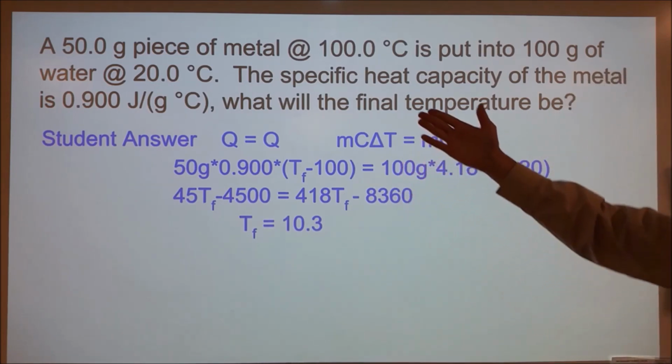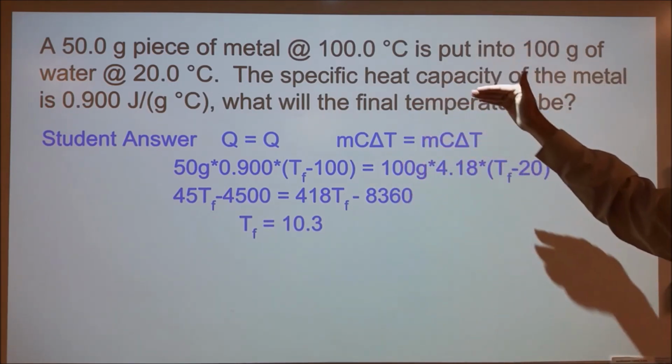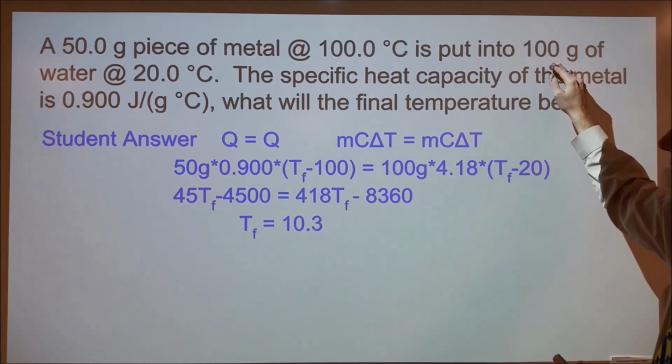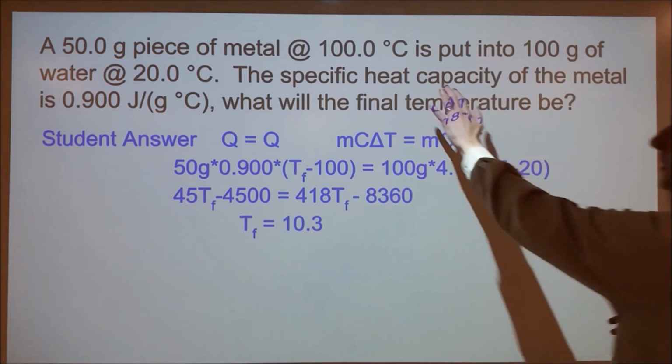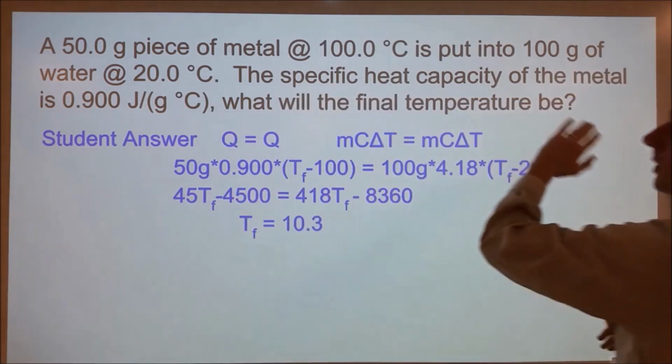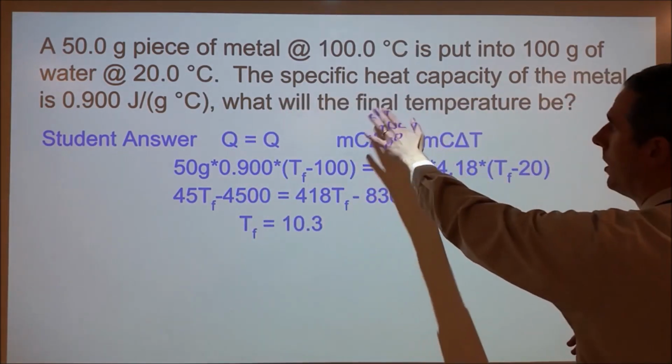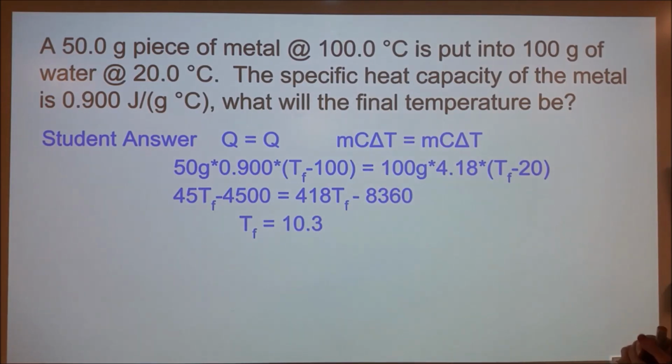So we have a question. We have a hot piece of metal at 100 degrees Celsius, and we put it into cool water at 20 degrees Celsius, a little more water than metal. It gives us the specific heat capacity of the metal. Water specific heat capacity, of course, we just know. The question is, what will the final temperature be?